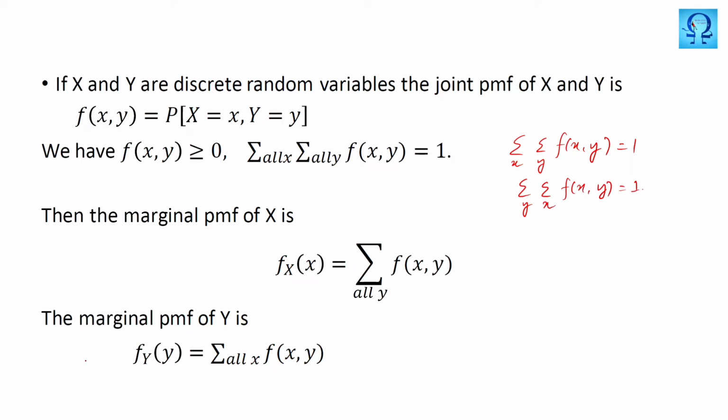Now with this joint probability mass function, if you are trying to find the marginal probability mass function of X, just sum over all possible y's. We are fixing x and taking all possible y, and this is known as the marginal probability mass function of X. In a similar way, we can define the marginal PMF of Y.